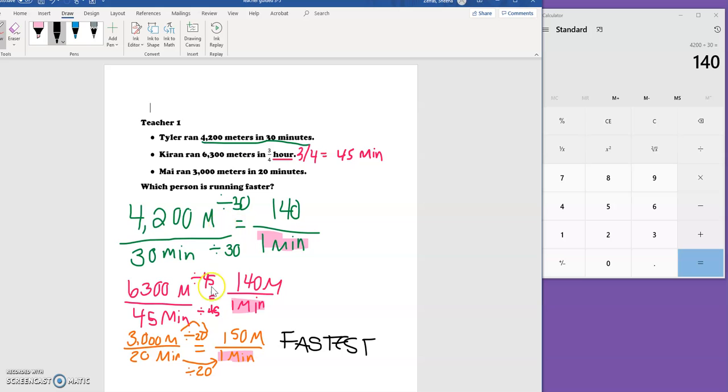And if we then compare Tyler and Kieran, we look and see that their numbers are the same. They both go 140 meters. So I would say that they tie because they are going the same rate for second place.